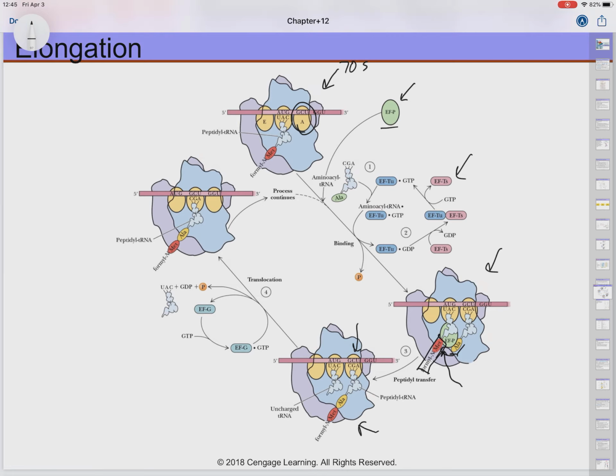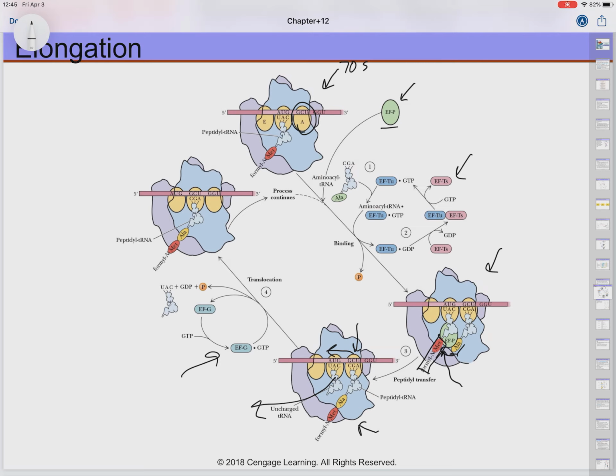So now our peptide chain is getting longer. The P site now has an empty tRNA, and what's going to happen is we're going to need to move everything over. So this elongation factor G comes in. This thing again will use GTP energy to basically move these guys over. So the uncharged tRNA sort of falls off. But the peptidyl tRNA needs to get moved over to the P site. And so it gets translocated to the P site. So now it's in the P site.